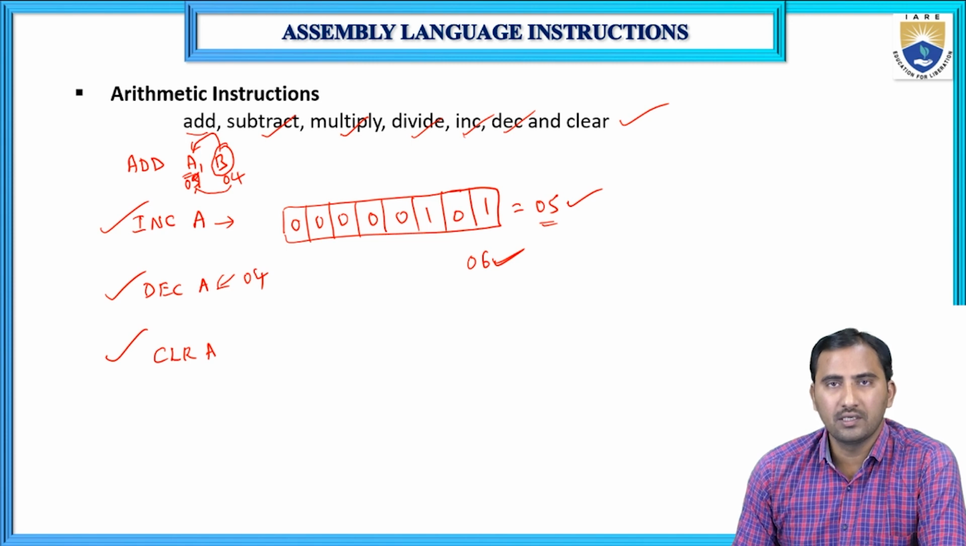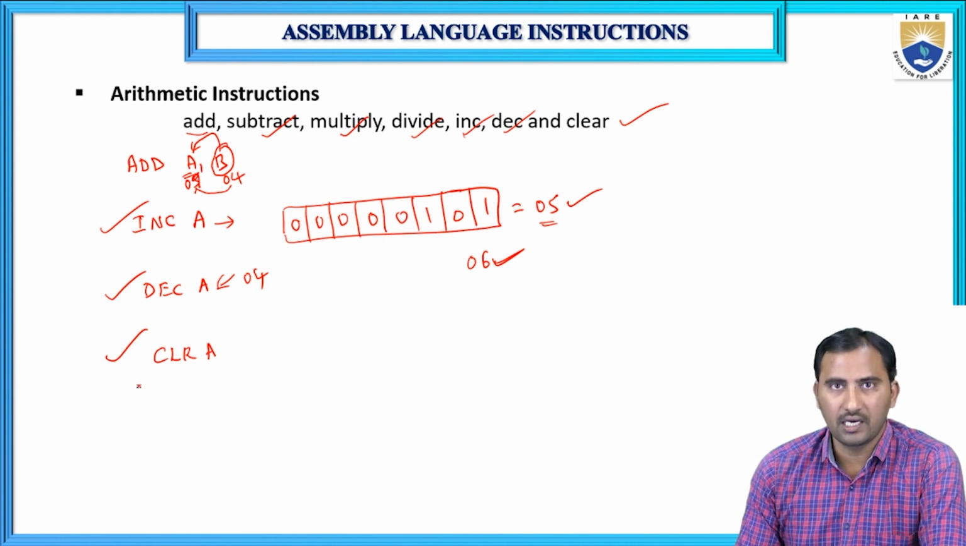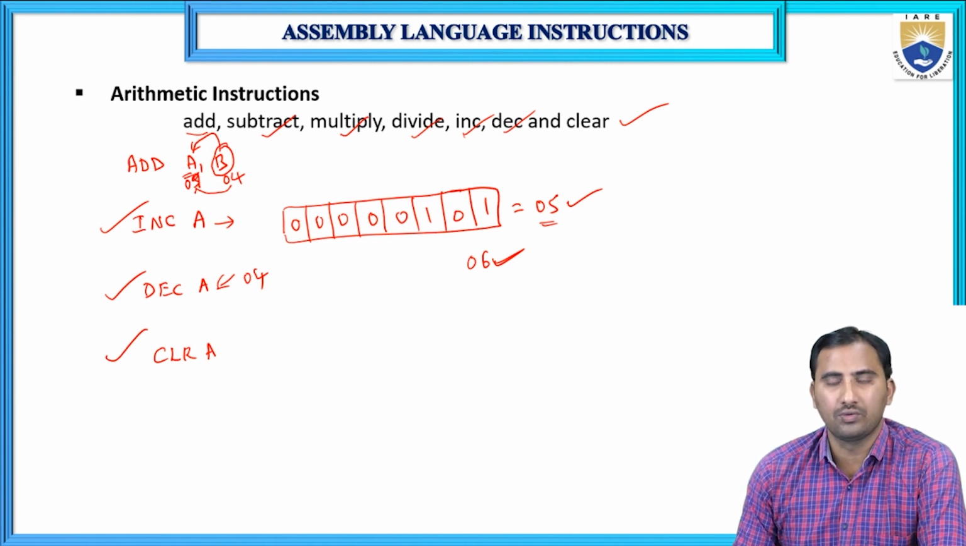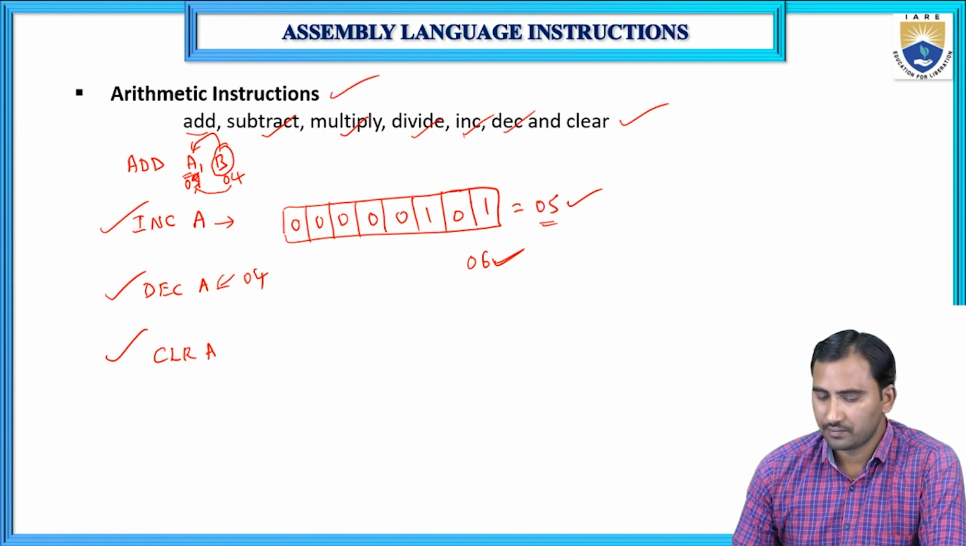Clear. The clear instruction can be used to erase the data present in the register. Suppose the register has some data, then after executing this clear instruction, the content of the register will become all zeros. That means cleared. So these are the different arithmetic instructions.